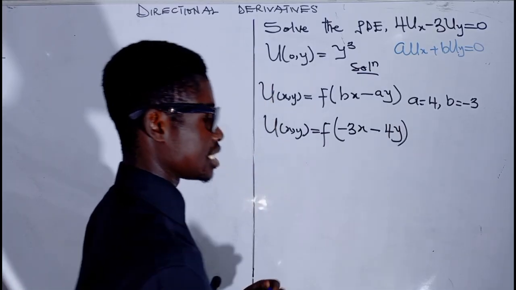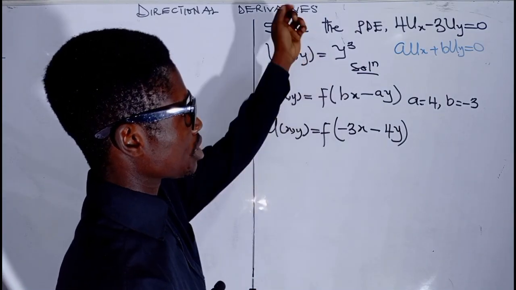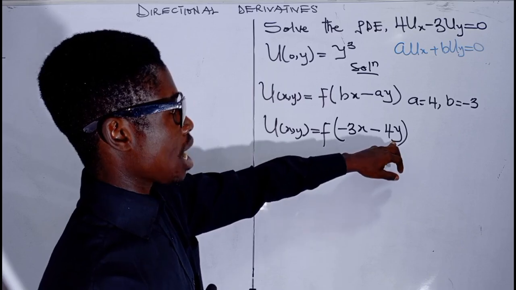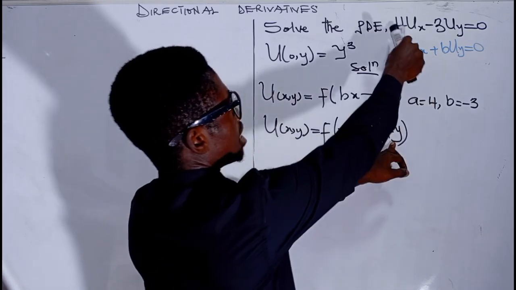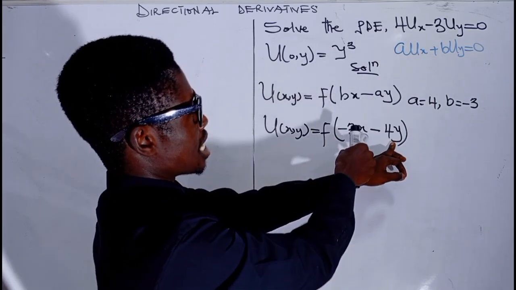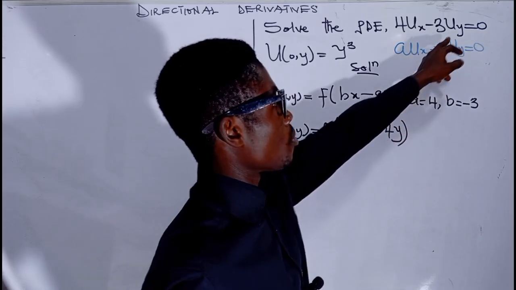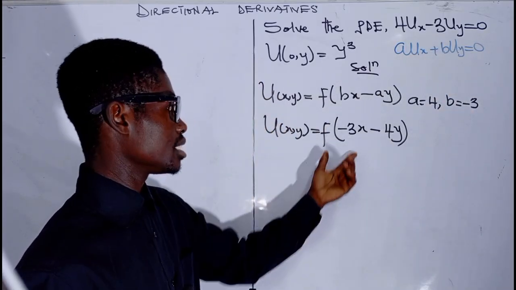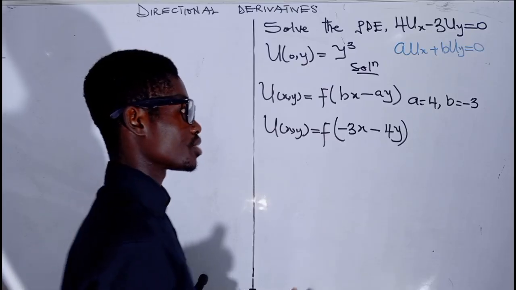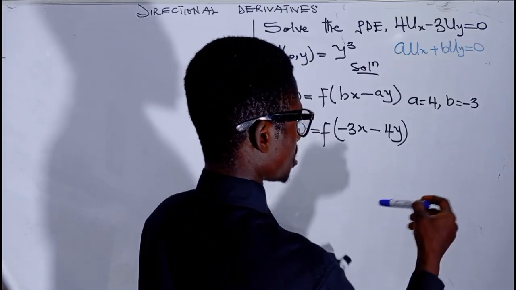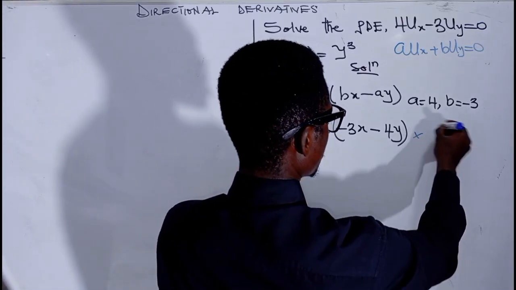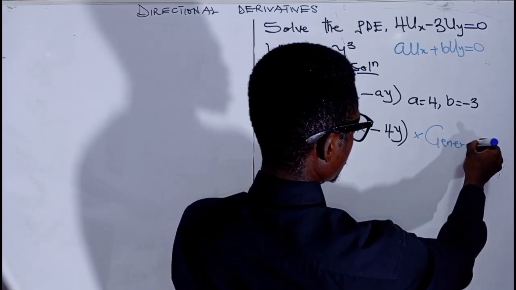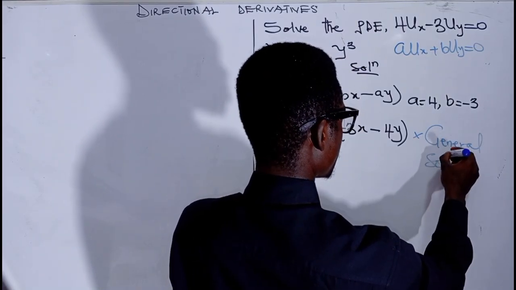Very, very easy and simple. As I said, the most important thing is to multiply y by the coefficient of x, and then multiply x by the coefficient of y. And once you are done, you negate one of them. So this is the general solution and we are done.